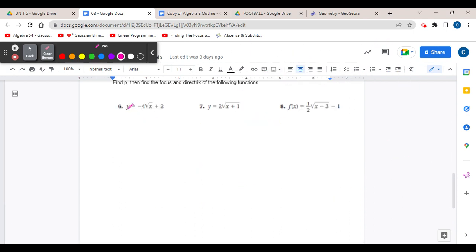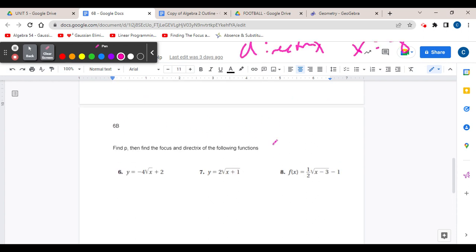And so now you guys can go try these 3 problems out, find the focus, directrix and p in those following problems, and let me know if you have any questions, and you guys take care.